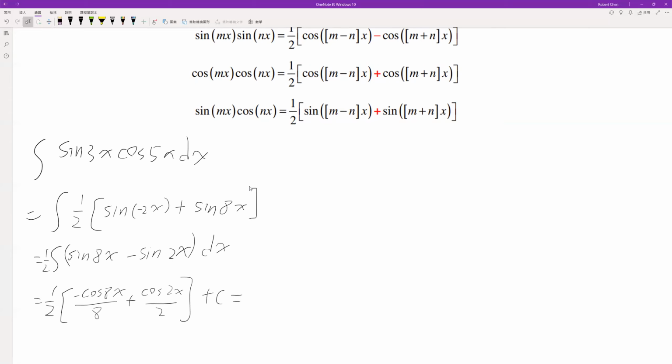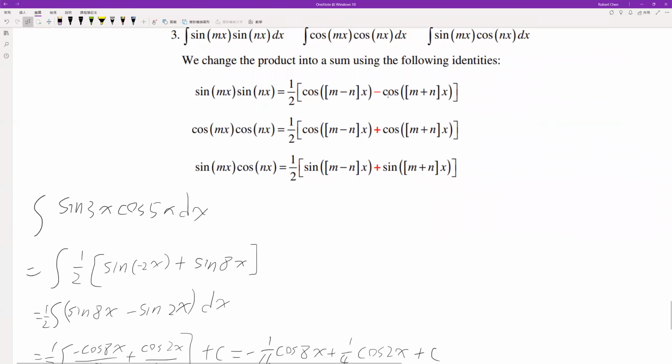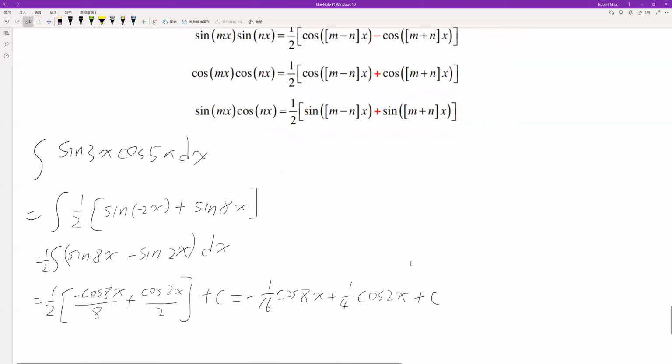And let's clear this up a little bit, multiply the 1/2 in there. So negative 1 over 16 cosine 8x plus 1/4 cosine 2x plus c. All right, and that's it. So the third type is actually pretty easy, right? You use one of the identities and then break it up into sums or differences of sine and cosine, and just integrate each term separately. All right, so that's 8.3.